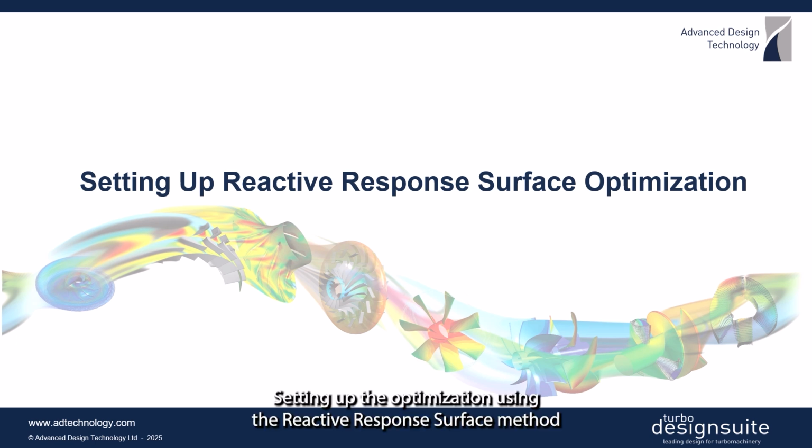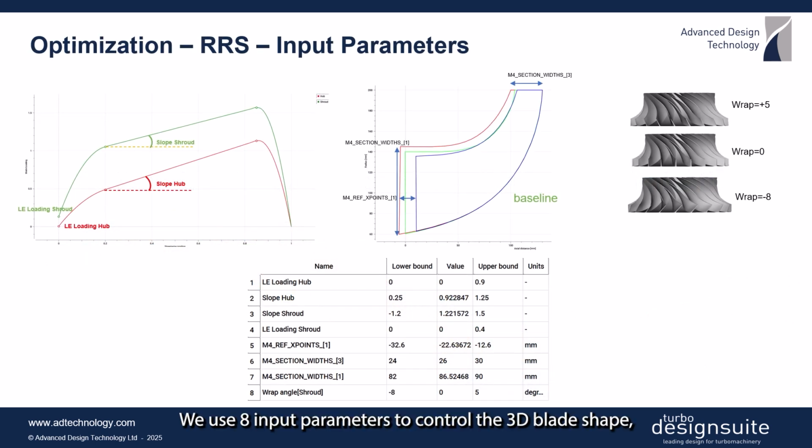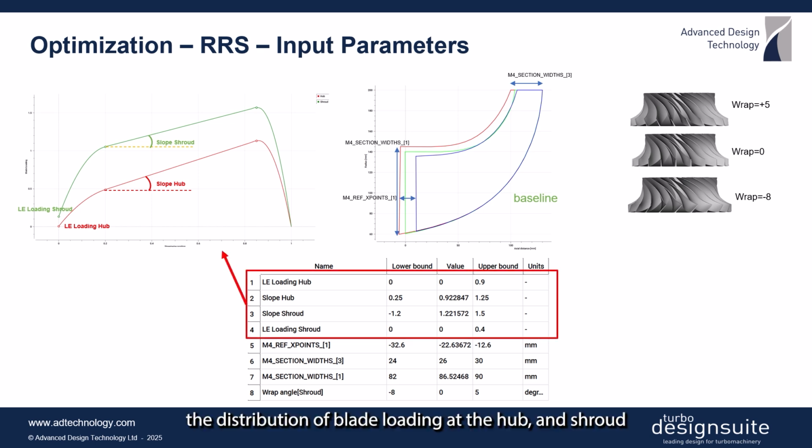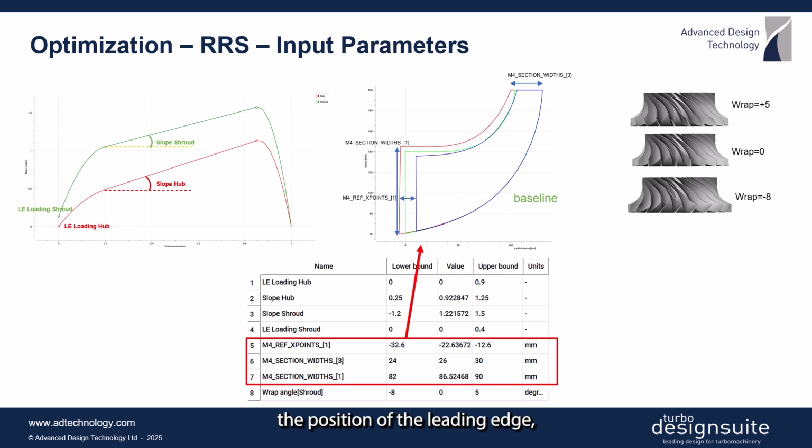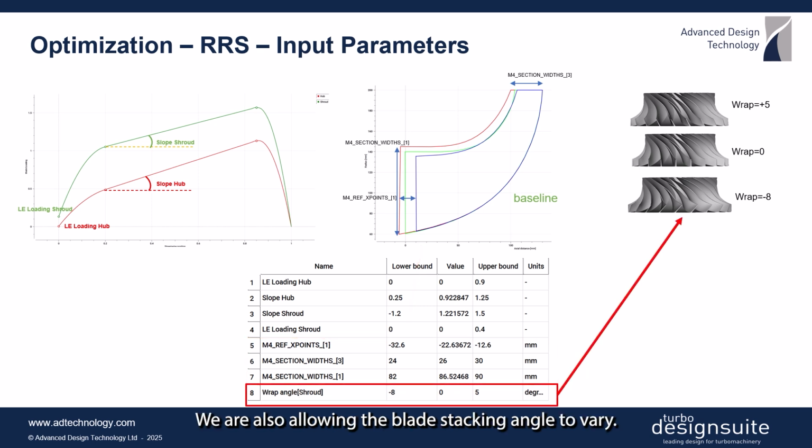Setting up the optimization using the reactive response surface method to maximize the efficiency, pressure ratio and range of the compressor. We use 8 input parameters to control the 3D blade shape: the distribution of blade loading at the hub and shroud, the position of the leading edge, the height of the blade at the inducer, and the tip width at the exducer. We are also allowing the blade stacking angle to vary.